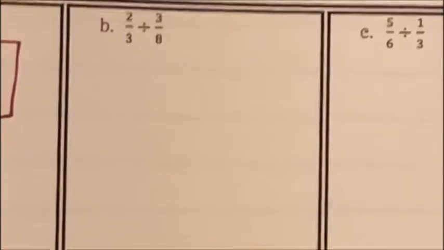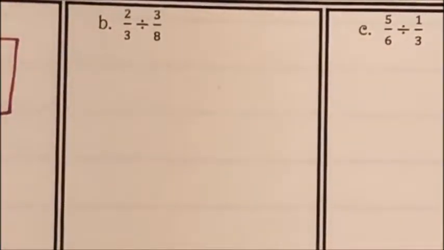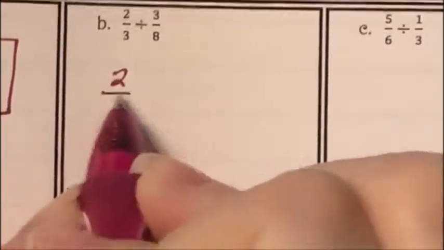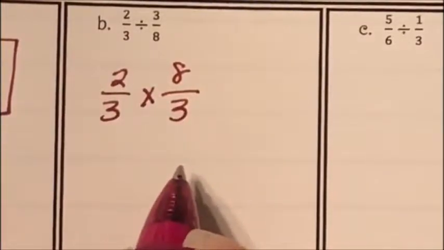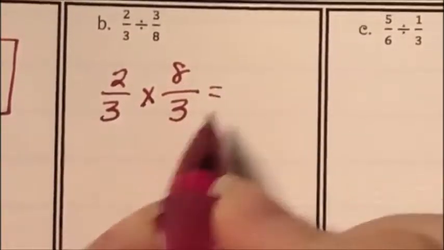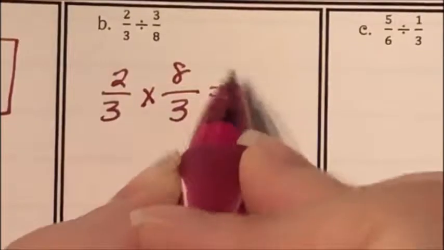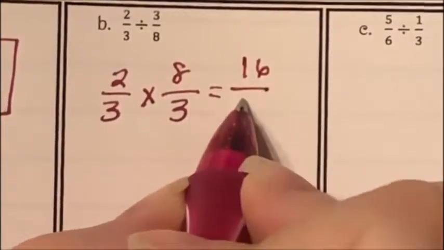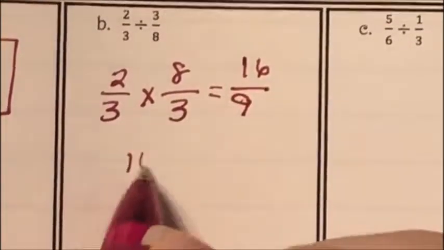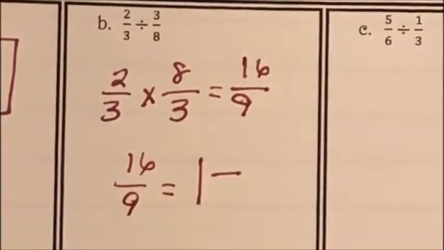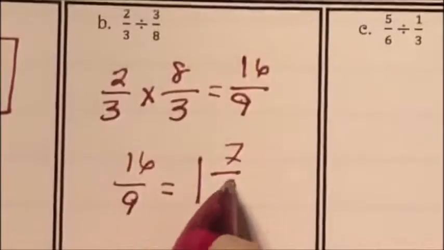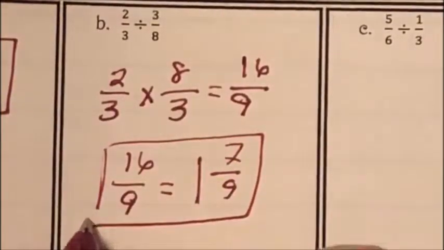Letter B says 2/3 divided by 3/8. I keep my first, change my sign, flip my second. Multiply straight across. I can't simplify anything. 2 times 8 is 16. 3 times 3 is 9. So I get 16/9, or 1 and 7/9. Either of those would work.